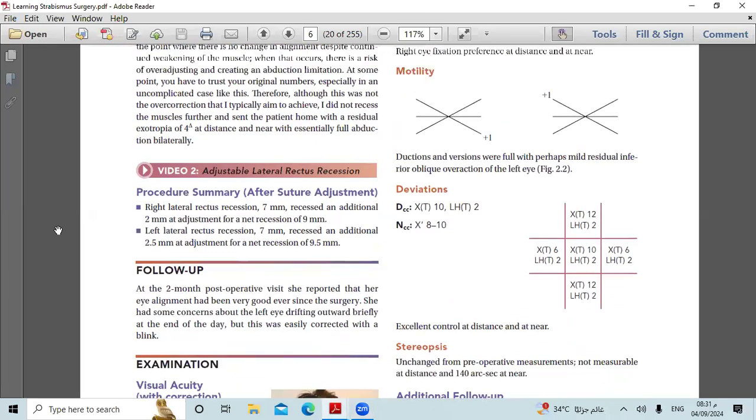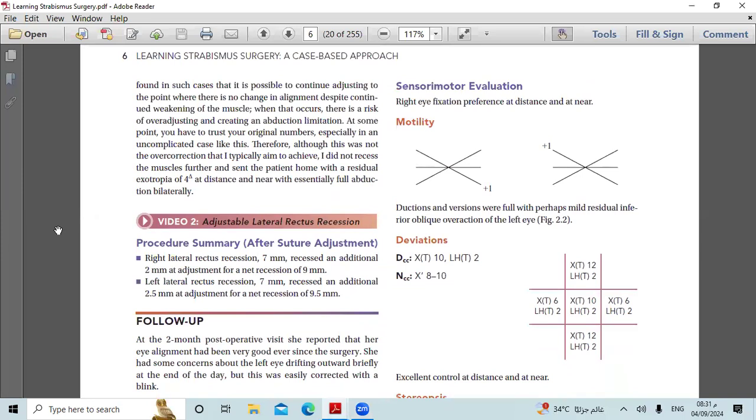Okay. Thank you, Dr. Sara, but here, you know, in an incomitant squint, you are dealing with the primary angle here. Yes. So, you know, you should deal with the primary angle and the secondary angle also.